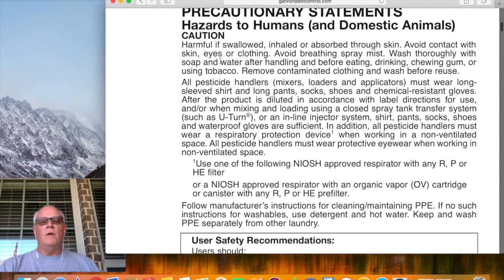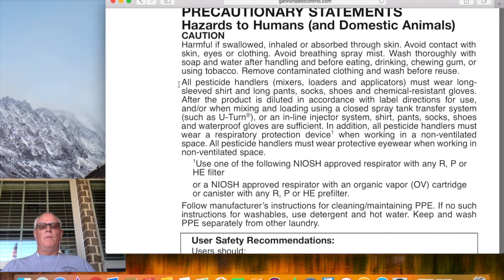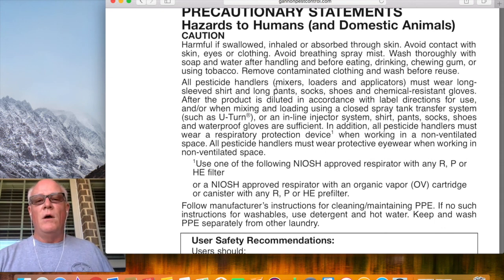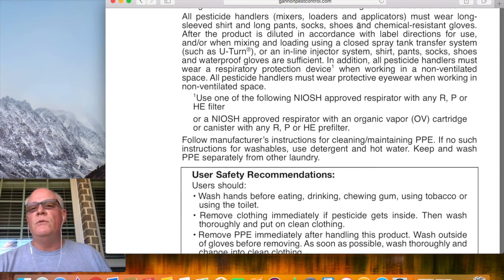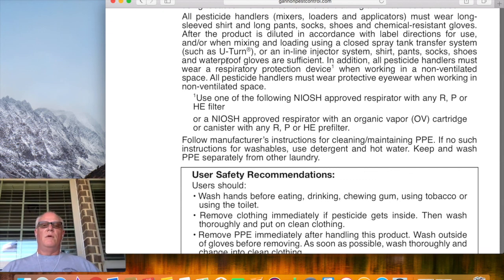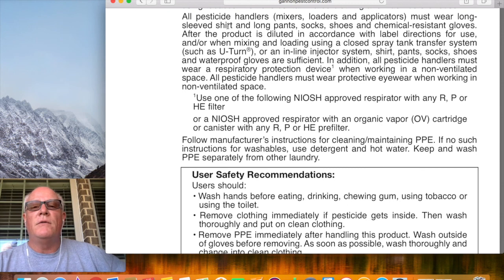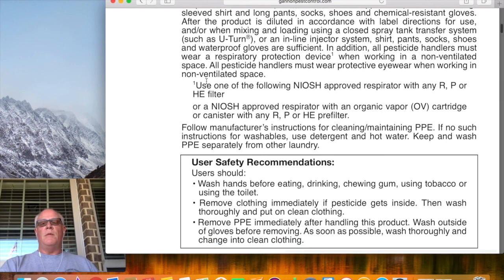If we read on down to this next paragraph right here, it talks about all pesticide handlers, mixers, loaders, and applicators must wear long-sleeved shirt and long pants, okay? Socks, shoes, and chemical-resistant gloves. So when we read this, we can see right here that it's telling us that when we're mixing it, when we're loading it, in other words, if you're loading it onto a truck or into a storage area, or if you're applying it, that you have to wear a long-sleeved shirt, long pants, socks, shoes, and chemical-resistant gloves. Not all labels will tell you that, but this one does.